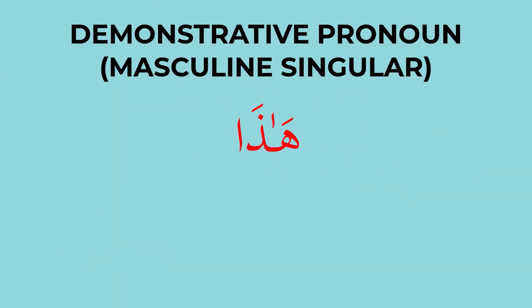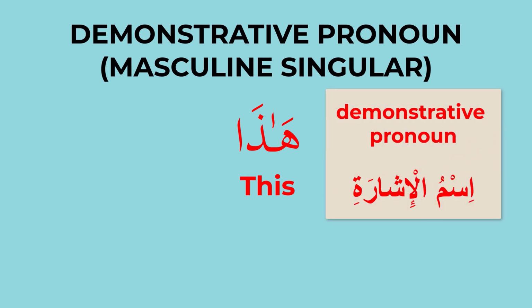Haza. We are learning haza. What is haza, brother? Most of you know the meaning. Haza means this. It is a demonstrative pronoun, which means it's a noun. Are you with me? Okay. In Arabic, we call it ismu ishara. Okay? Ishara. Now, these are the simple sentences we are studying.